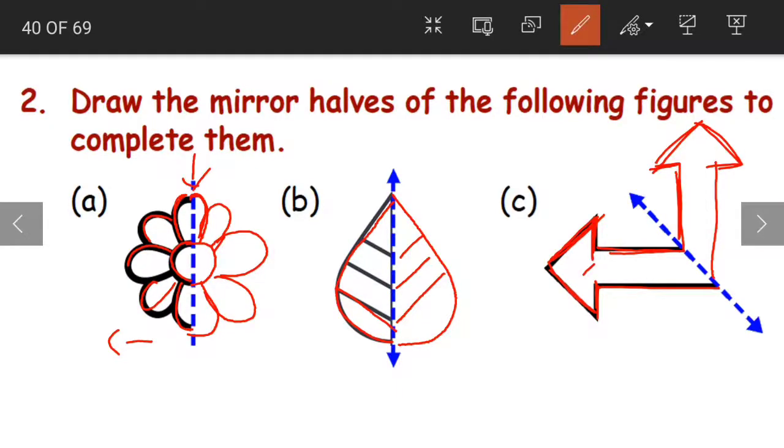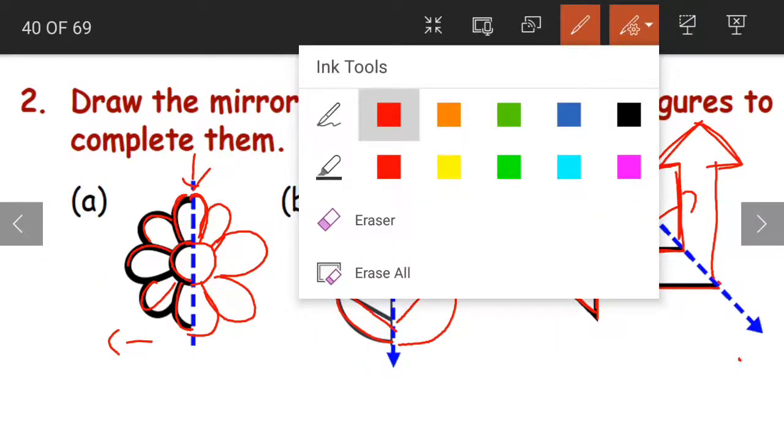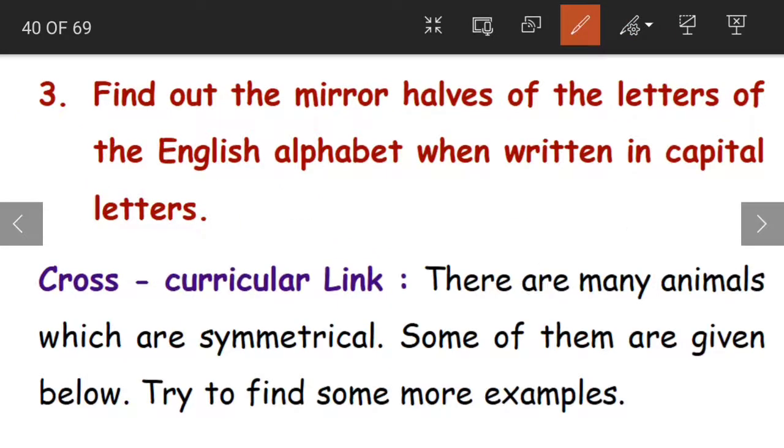Yes, understood? So again, the drawing that we have drawn should be such that when we fold the figure over the dotted line, both the halves should be exactly the same. They should overlap each other. Is this clear, children? Yes. So this is about the concept of symmetry.